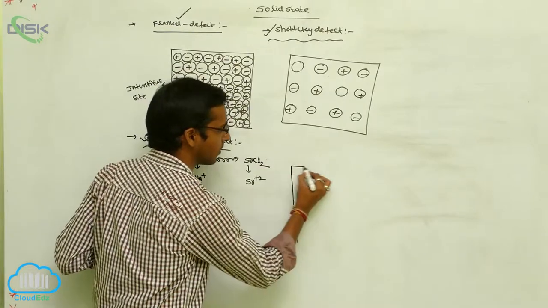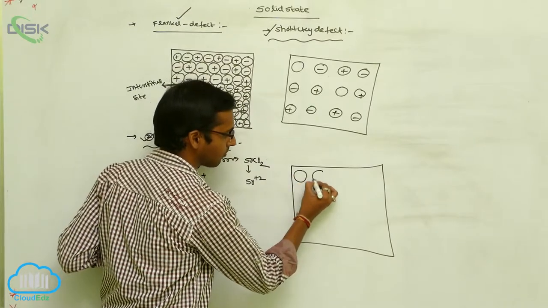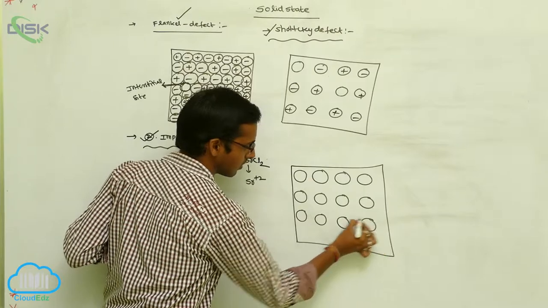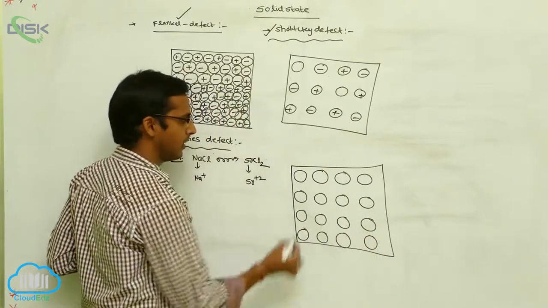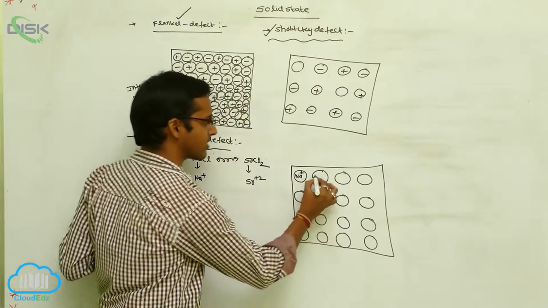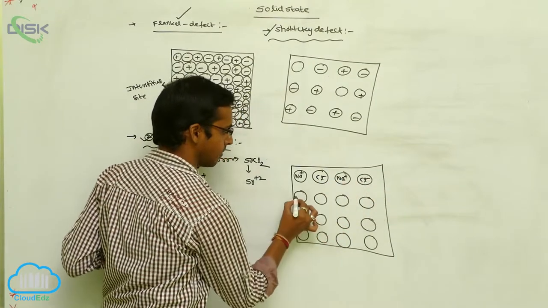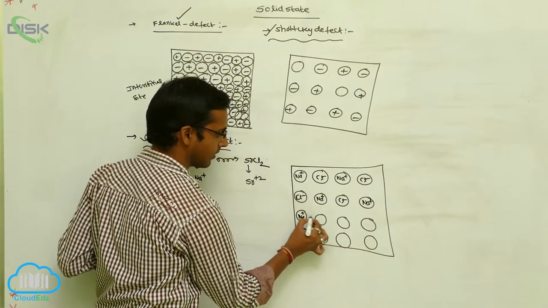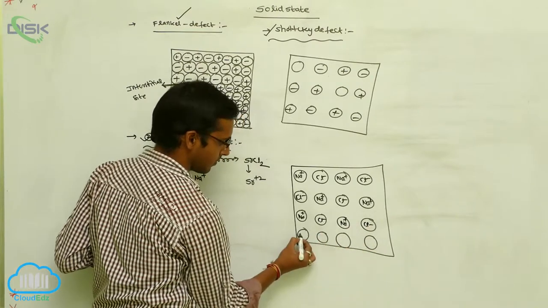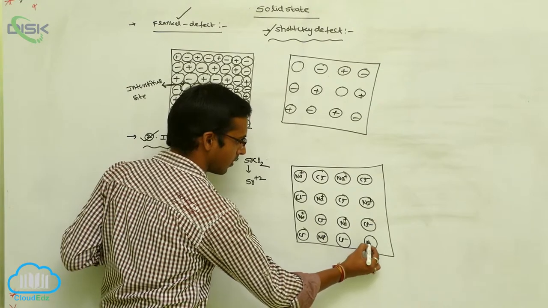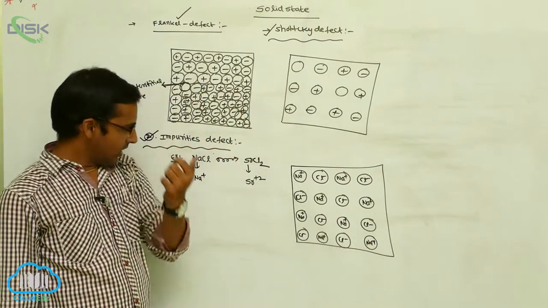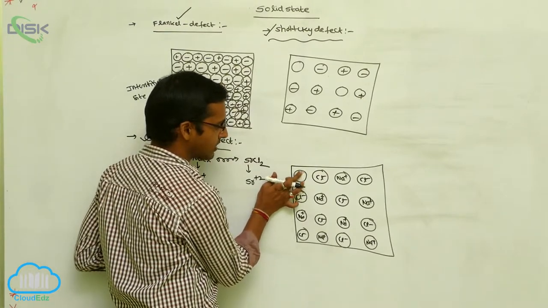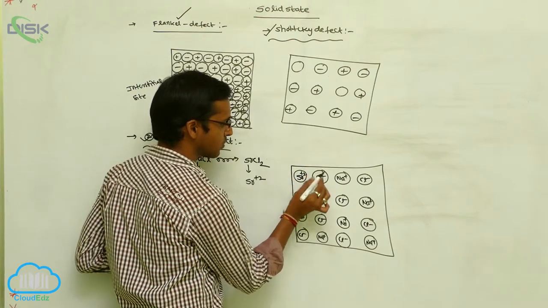For example, this is a representation. These are your vacancy sites, the arrangement of ions. Here this is your Na plus ion. In sodium chloride crystals, Cl minus, Na plus, Cl minus: a cation follows an anion, a regular pattern. This is a regular pattern of sodium chloride crystal. If the sodium chloride crystal is doped with strontium chloride, one of the Na plus ions is replaced with strontium Sr plus 2. Another sodium is vacant.